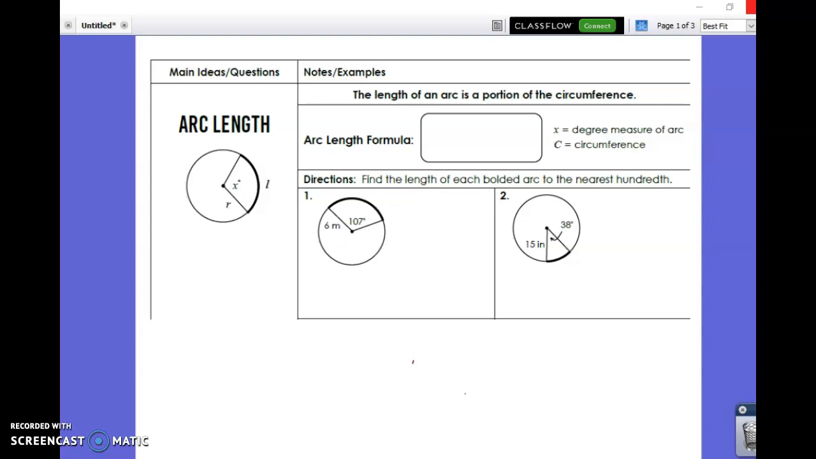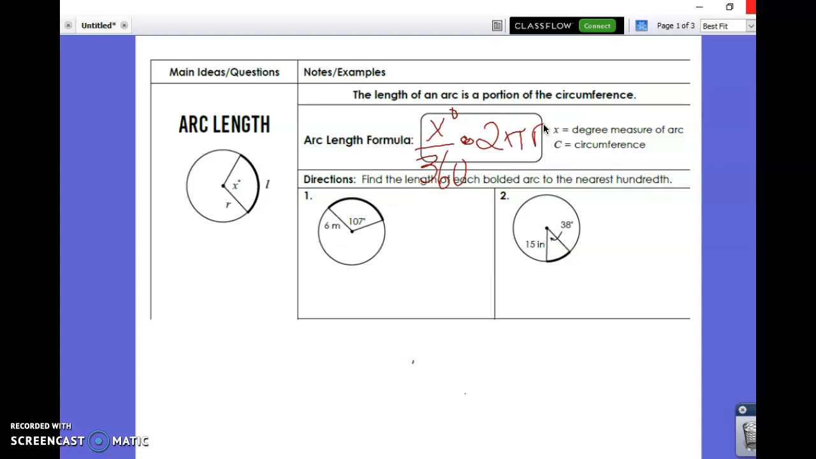So we are doing arc lengths. Remember, the arc length is going to be a fraction of the total circumference of the circle, like we saw last time. So the formula is x, the degree of the arc, divided by 360, and then we multiply by the circumference of a circle, which is 2 pi r. We can either do times 2 pi r or times pi d if we know the diameter. Most of the time we know the radius, so we will be using 2 pi r.